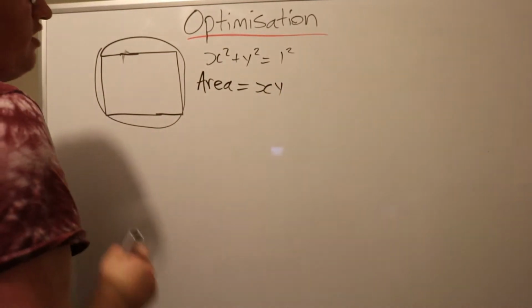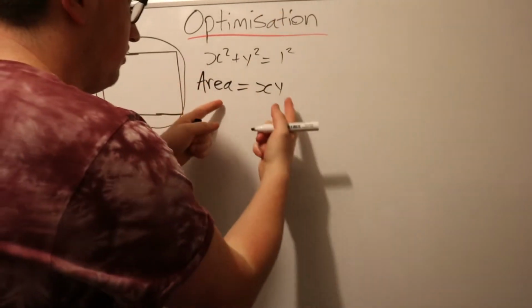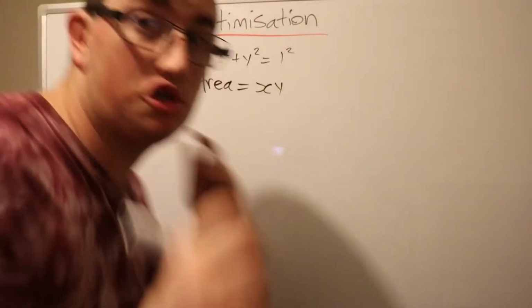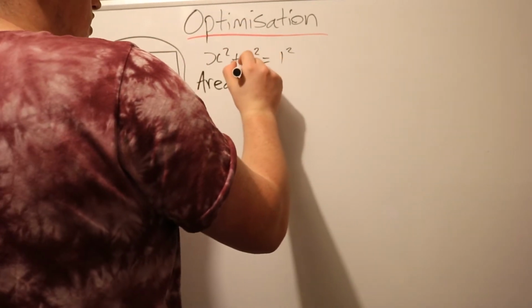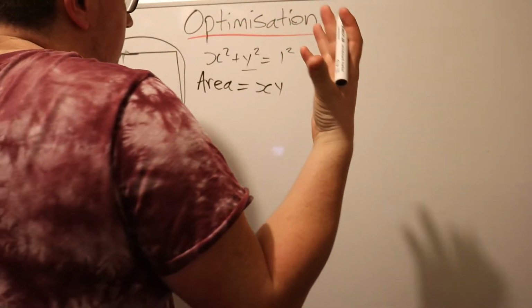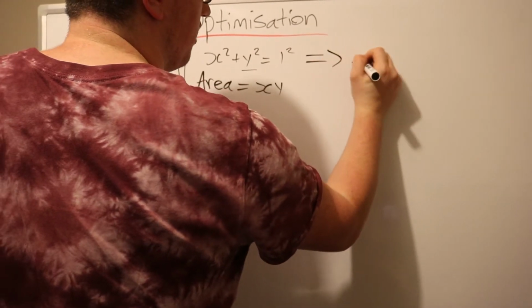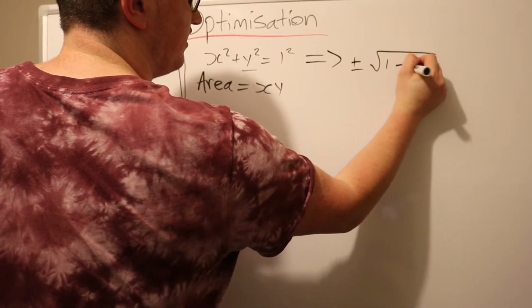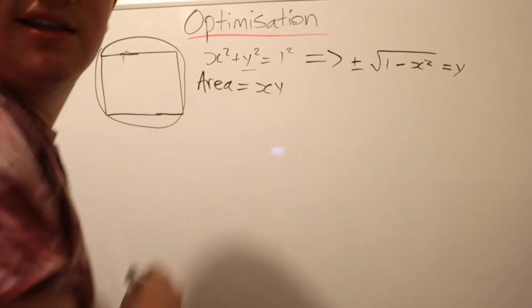And now what we can do is optimize this function and find a maximum area given the circle's constraints. So how will we go about this? Well, we've got a y here, and we can rearrange for it, and that would give us y equals plus or minus the square root of 1 take away x squared.